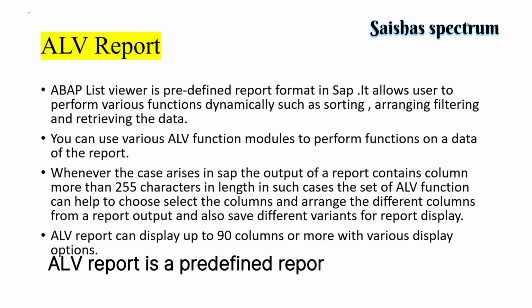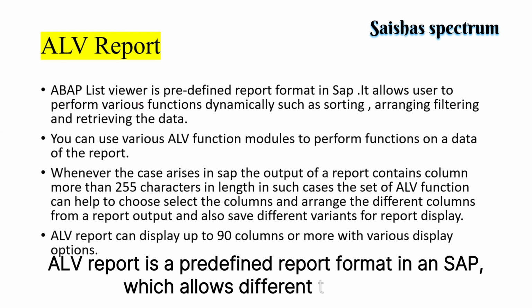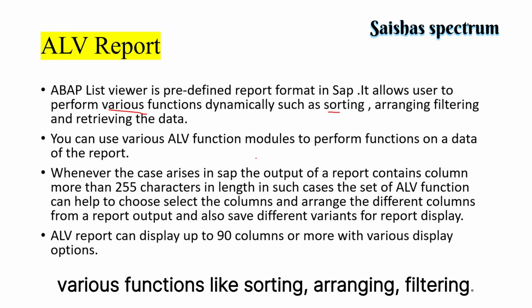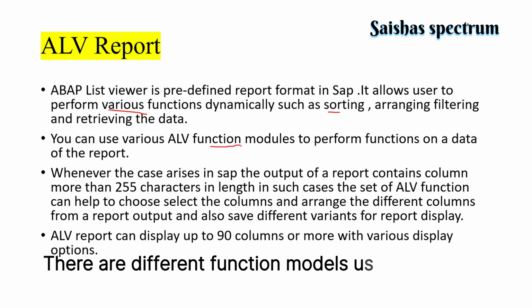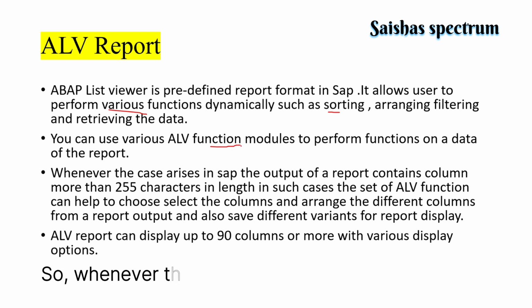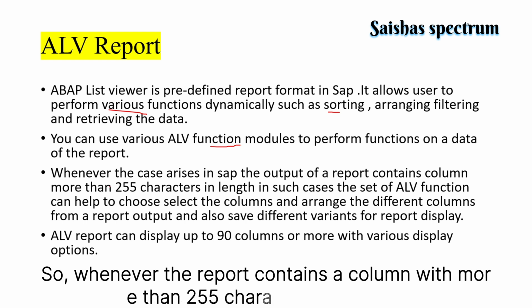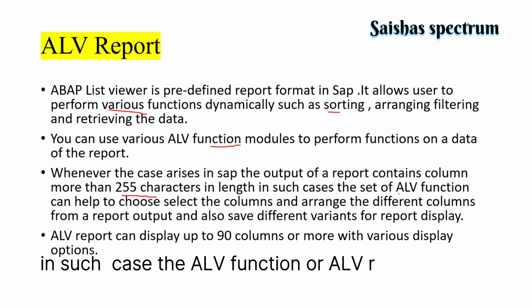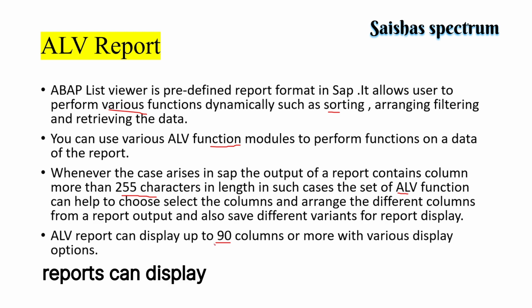ALV report is a predefined report format in SAP which allows us to perform various functions like sorting, arranging, filtering. There are different function modules used in ALV report. Whenever the report contains a column with more than 255 characters in length, in such a case the ALV report is used. ALV reports can display up to 90 columns or more with various display options.